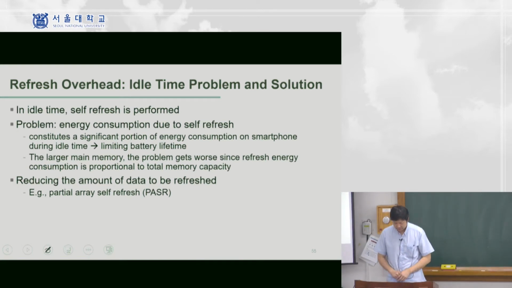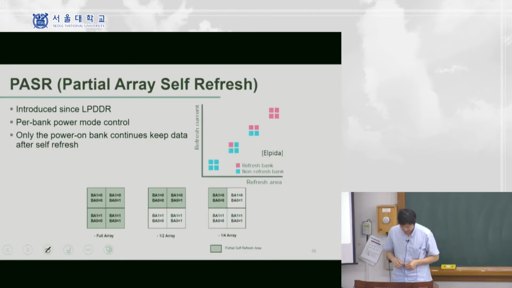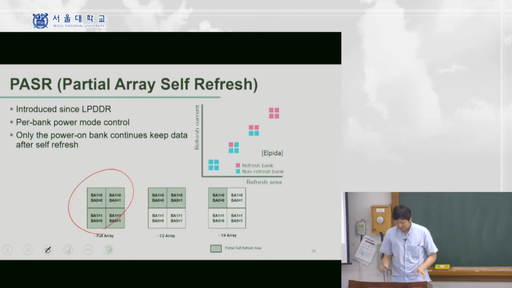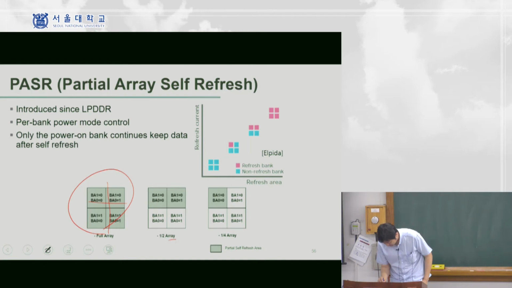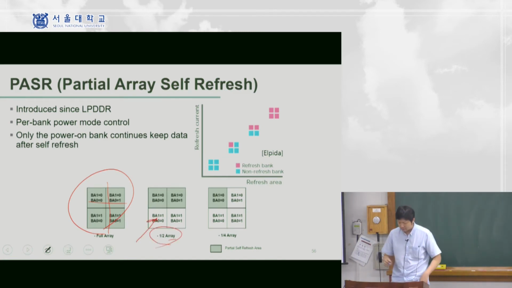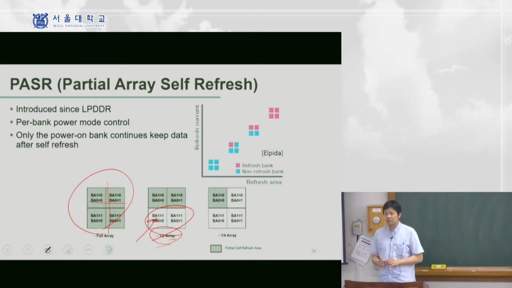One example is partial array self refresh. It's very trivial, I mean, it's a no-magic technique. The idea is really simple. Let's say you have multiple banks in your chip, in this case 4 banks, and by default we refresh all the banks, right? But if you know that a certain bank only holds dead data, invalid data, then you can skip it, right? So in this case, only half of the array is refreshed and the other half is not refreshed. In this way, we can save refresh power by half, right?